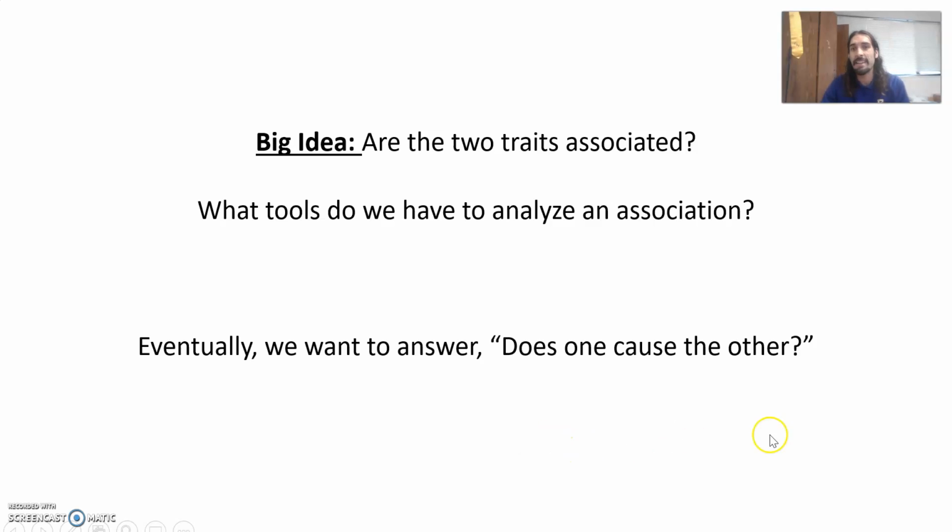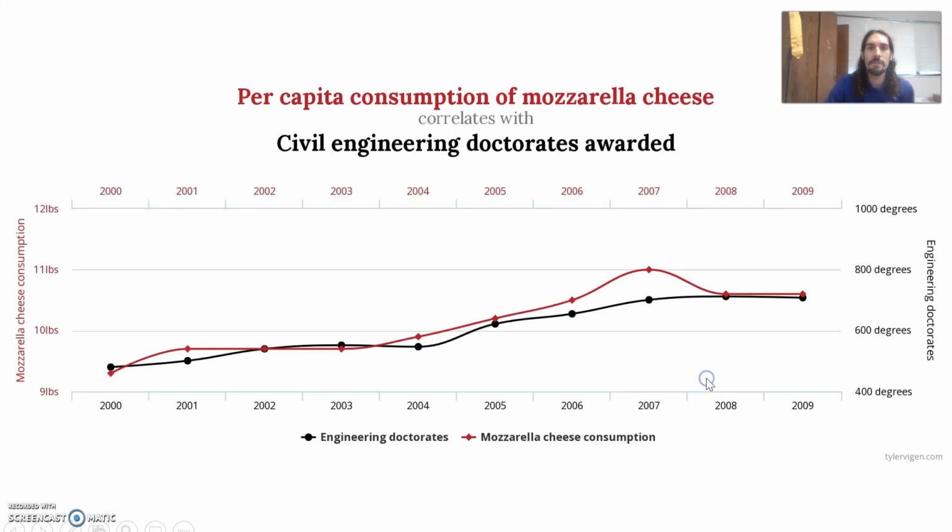And to highlight why association does not mean causation, consider the following. Clearly, these two lines match up pretty well. We would be able to say that there's a pretty strong association between these two lines. However, I don't think anyone would try to make the claim that consuming mozzarella cheese is going to get you a civil engineering doctorate. So clearly, these are just two sets of data that happen to line up, even though they do not cause one another.